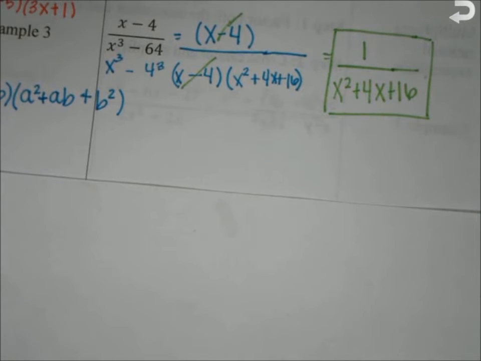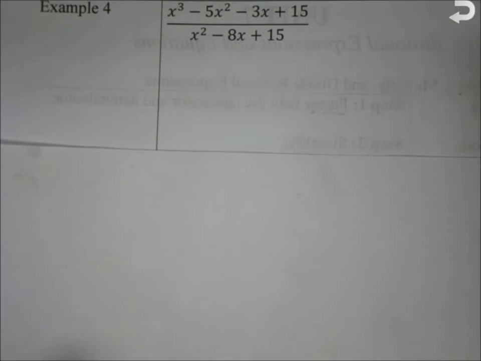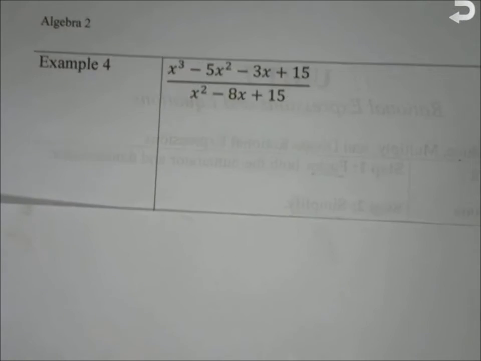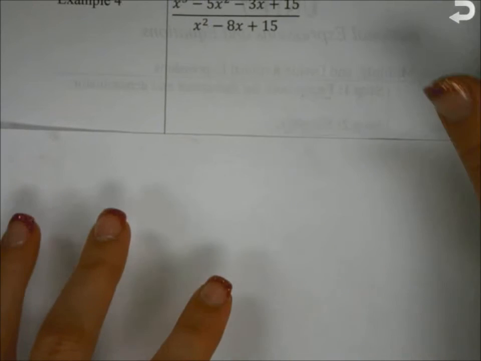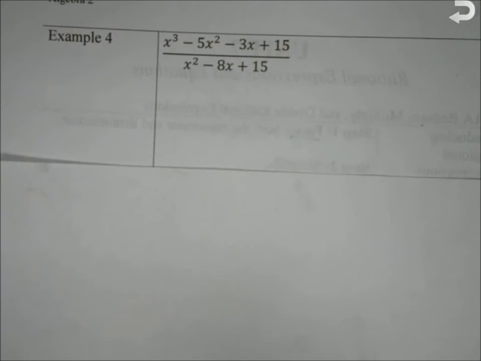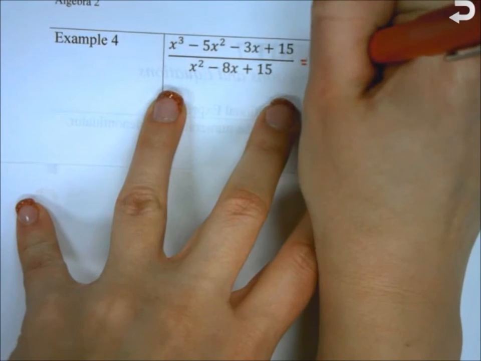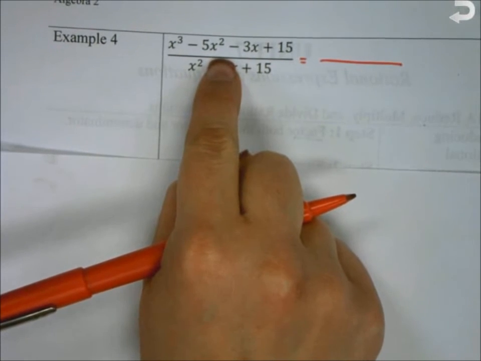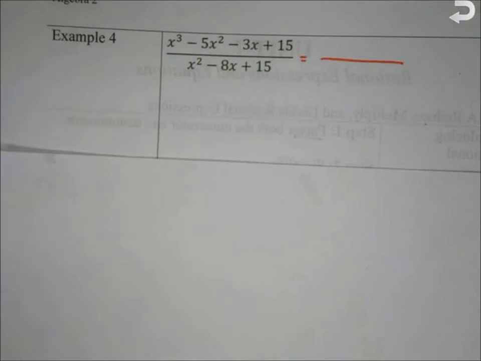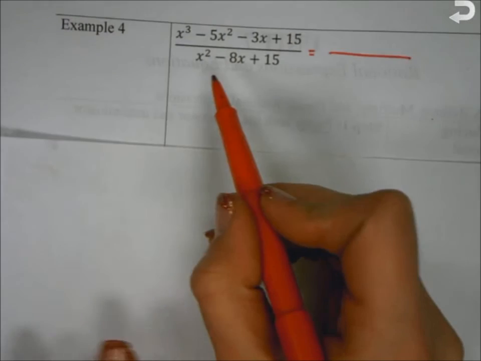Okay, so example 4, we have in the numerator x cubed minus 5x squared minus 3x plus 15 all over x squared minus 8x plus 15. Let's look at the numerator. What method do you think I'll need to use for this one? It's not a difference of two squares. It's called grouping. So when we have 4 terms, we're going to use grouping. This is one that we haven't really used a lot, but it does always work.